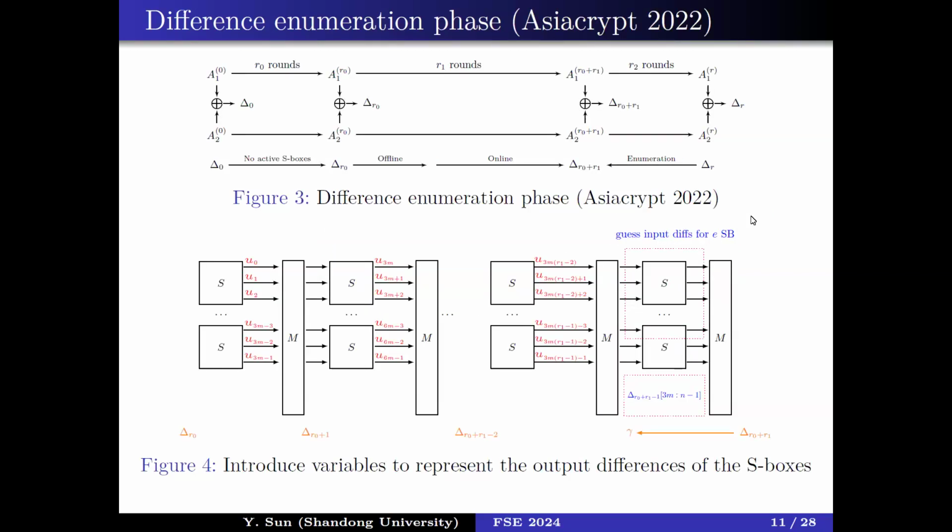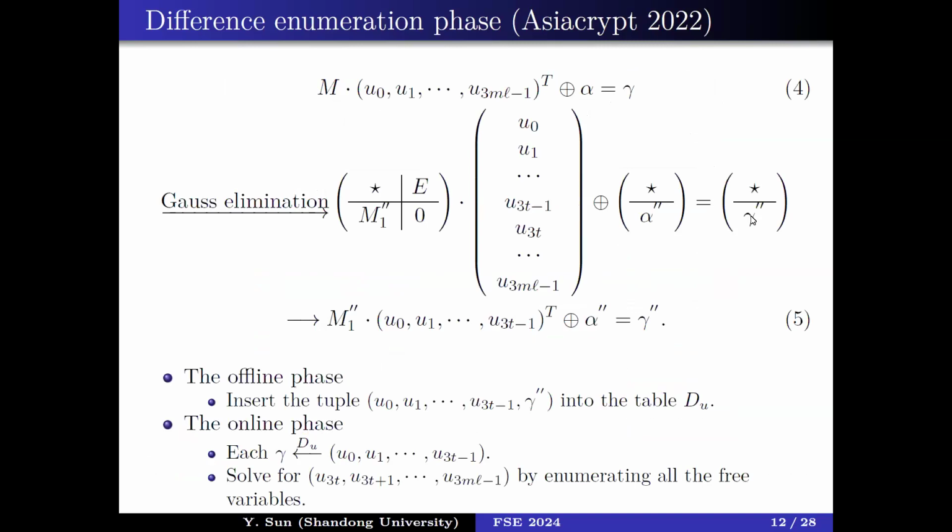Let's take a look at figure 3 and figure 4. The previous work introduces variables to all S-boxes in the middle R1 minus 1 rounds to represent their output differences and obtain a linear equation system. We denote this equation system as equation 4. After Gaussian elimination, we get equation 5. Then we build the table D_u in the offline phase. At the online phase, we enumerate all the free variables in equation 4.